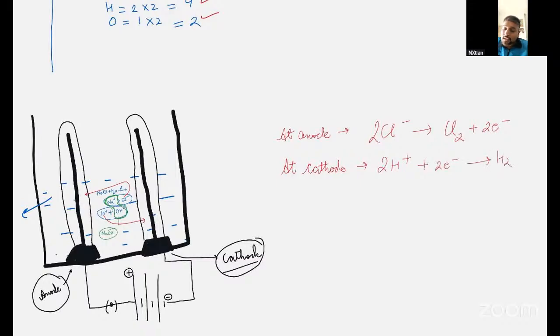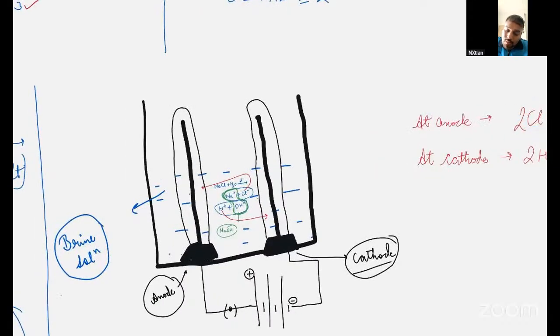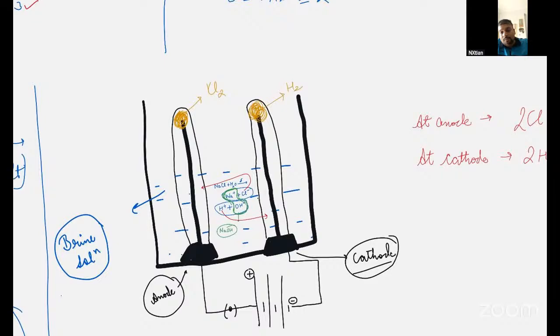So from this, what we can conclude is that some gas will be there. And what type of gas will be there? Chlorine gas, because it's the anode, na? Chlorine gas will be there. And here, what type of gas will be there? H2. Here it will be hydrogen gas. Got it, everyone? Yes or no?